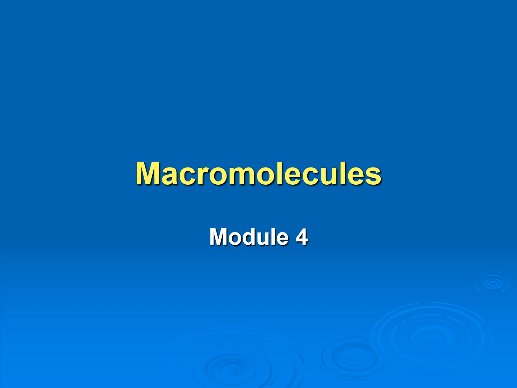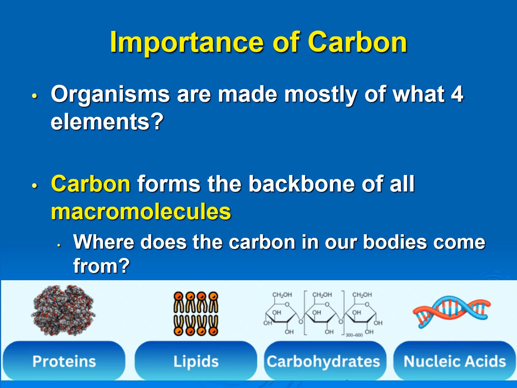We're going to be taking a look at macromolecules. But before we do that, we need to talk about the importance of carbon. So if you remember, which four elements are organisms mostly made of? Hopefully you remembered HONC. Remember that organisms are mostly made out of hydrogen, oxygen, nitrogen, and carbon.